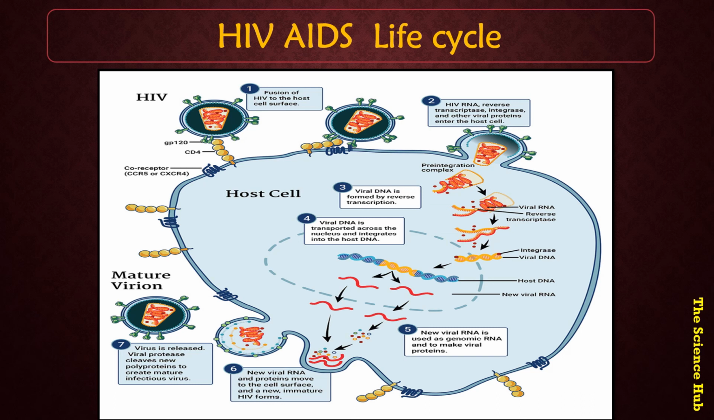Then new viral RNA is used as genomic RNA and to make viral proteins. Then the new viral RNA and proteins move to the cell surface and a new immature HIV forms. And finally, the virus is released. Viral protease cleaves new polyproteins to create mature infectious virus.